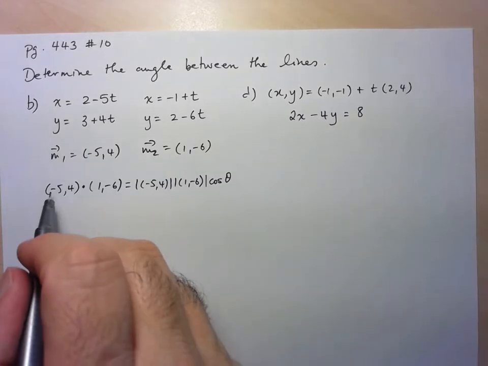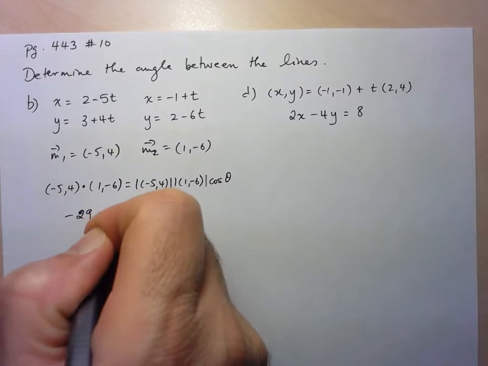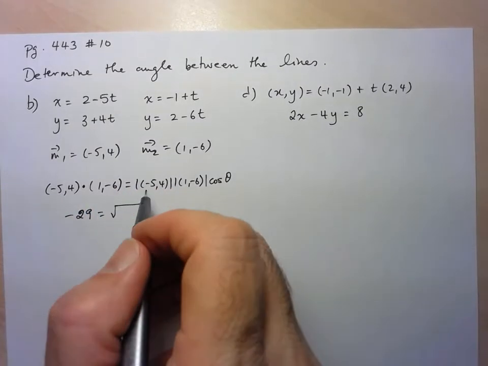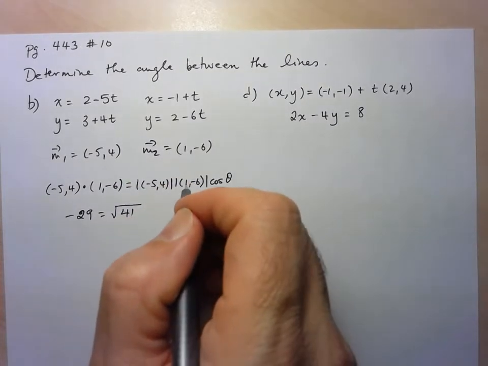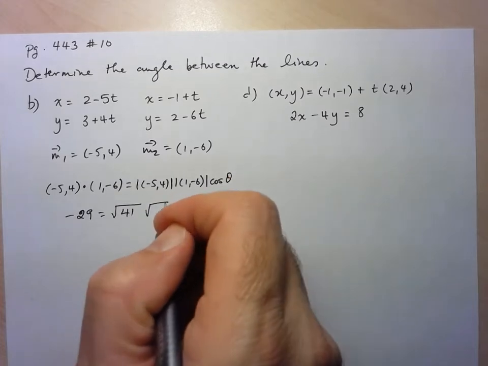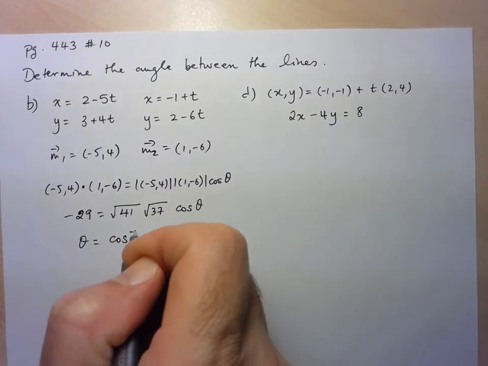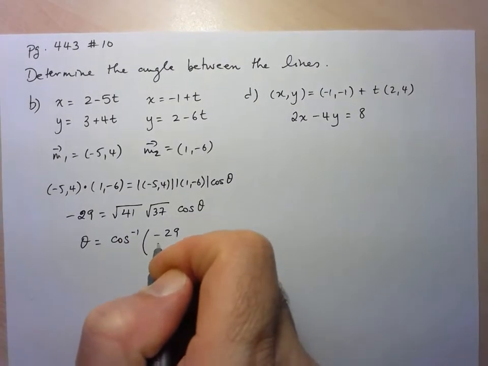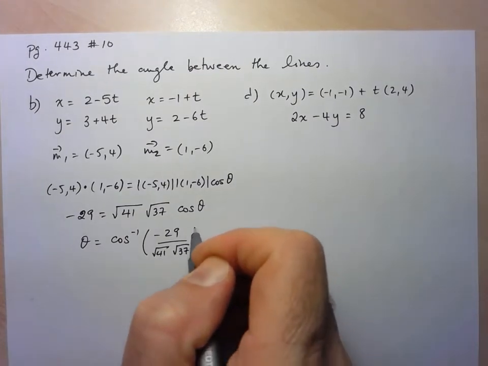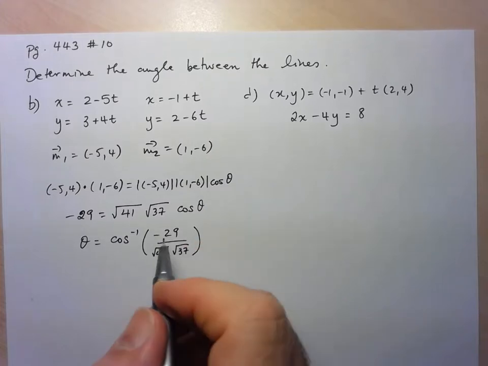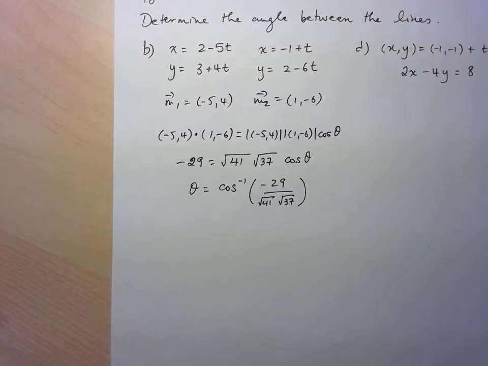Here we've got negative 5 minus 24, so negative 29, equals the magnitudes: 5 squared plus 4 squared, 25 plus 16 is 41. Here 1 plus 36 is 37, times cos theta. So theta is equal to cos inverse of negative 29 over root 41 times root 37. Already I can see that I'm going to get an obtuse angle because of the negative, so I have to make sure I switch it to an acute angle.